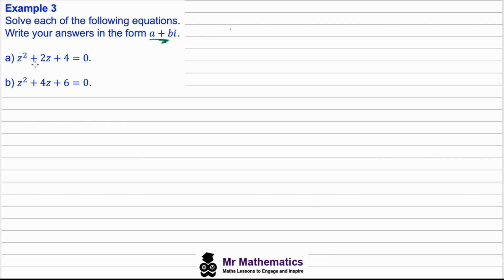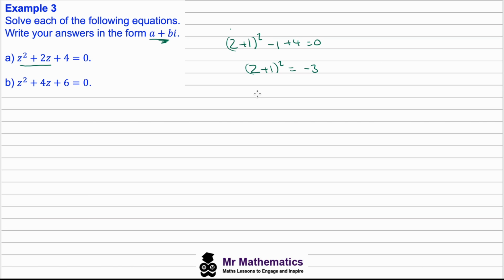So if we make this into a square, we'll half this 2 term. So we'll have z plus 1 squared. We'll complete the square by minusing this 1. And this will give us z squared plus 2z. Now we need to add back on the 4. And this will equal 0. We can simplify this by moving the negative 1 plus 4 to the right-hand side. So z plus 1 squared will equal minus 3.